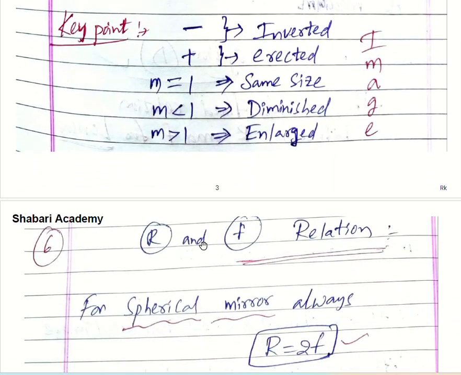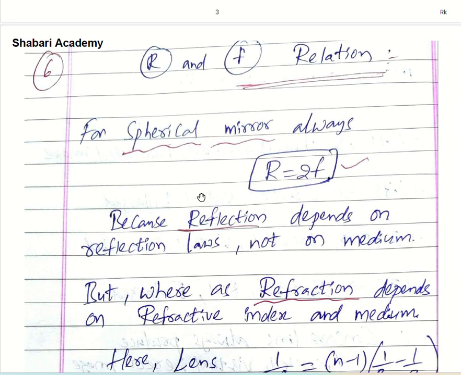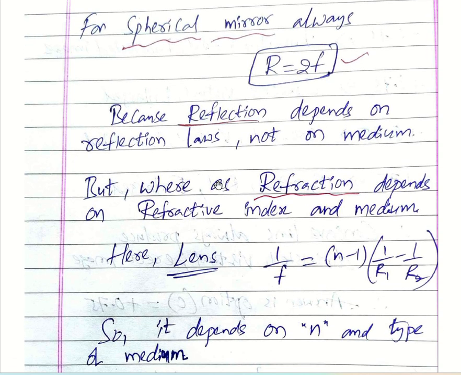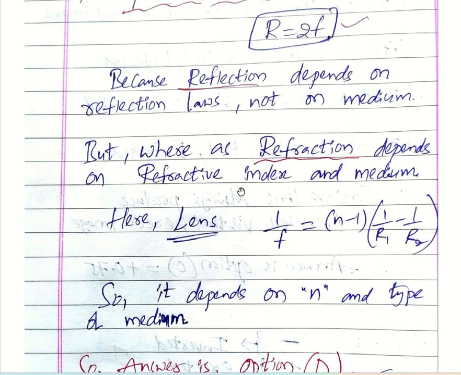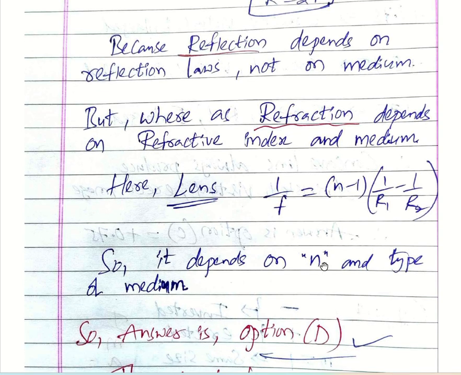Then coming to question number 6. Here he is asking about the relation between the radius of curvature and the focal length. Generally we know that for spherical mirrors, r is equal to 2f is always correct. But coming to refraction, it is not correct, because in refraction we have three formulas: the lens formula, the lens maker's formula, and the curved surface formula. What I have written here is the lens maker's formula, which deals with the relation between f and r1, r2. If you observe, 1 by f is equal to n minus 1 into 1 by r1 minus 1 by r2. Here f and r depend on the n value. n is nothing but the refractive index of the light.